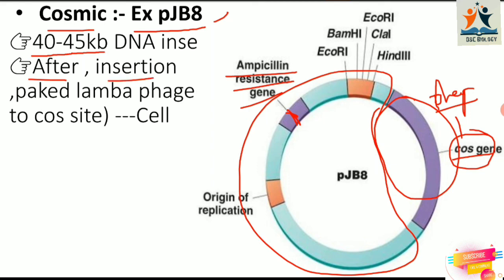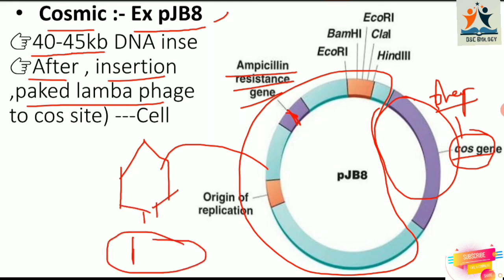After the insertion, it is packed into the lambda phage, then into the virus, and then the virus infects the bacteria. So here we pack this, and then it enters our host cell bacteria. The cos site is required just for circularization. After insertion into the bacteria, the plasmid needs to recircularize, and for that the cos site is required.